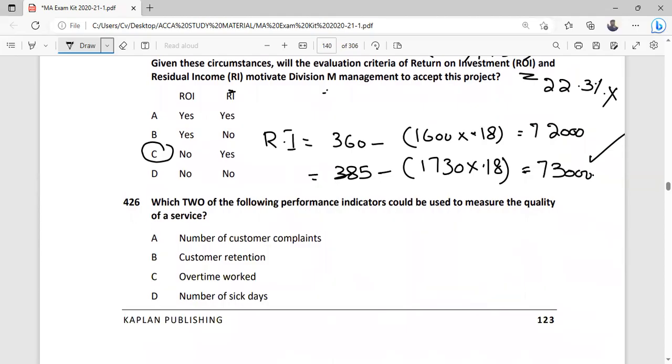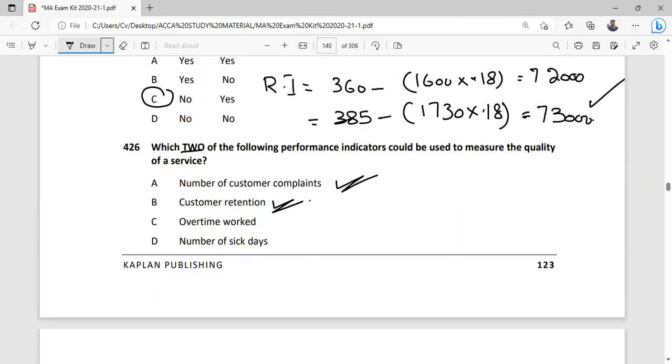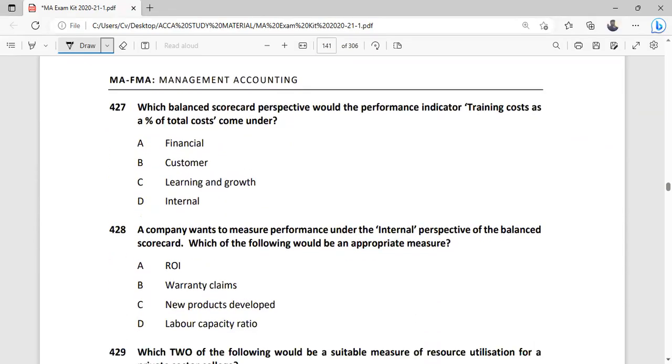Okay. Which of the following performance indicators could be used to measure the quality of a service? Quality of a service can be measured by number of complaints, and it is measured by customer retention. How many customers are repeat business or purchasing our product once again? Next one is which balanced scorecard perspective would be the performance indicator? Training cost as a percentage of total cost comes under. We have already discussed that it comes under learning and growth.